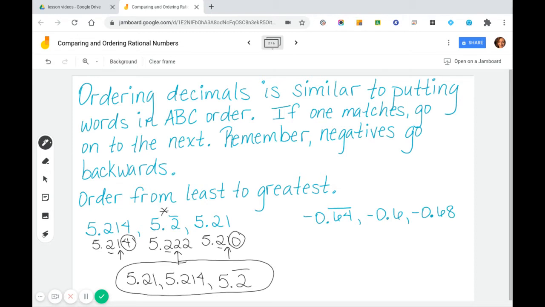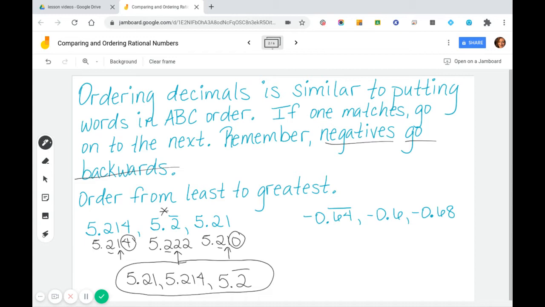On the next one, I'm going to do the same kind of deal, but it's important to remember that negatives go backwards. I accidentally crossed the word out instead of underlining it. Negatives, if you watched any of those videos or if you were in my class, I talk a lot about thinking of negative numbers like money. What's worse for your bank account? What's best for your bank account? So that's what we're going to do on this.